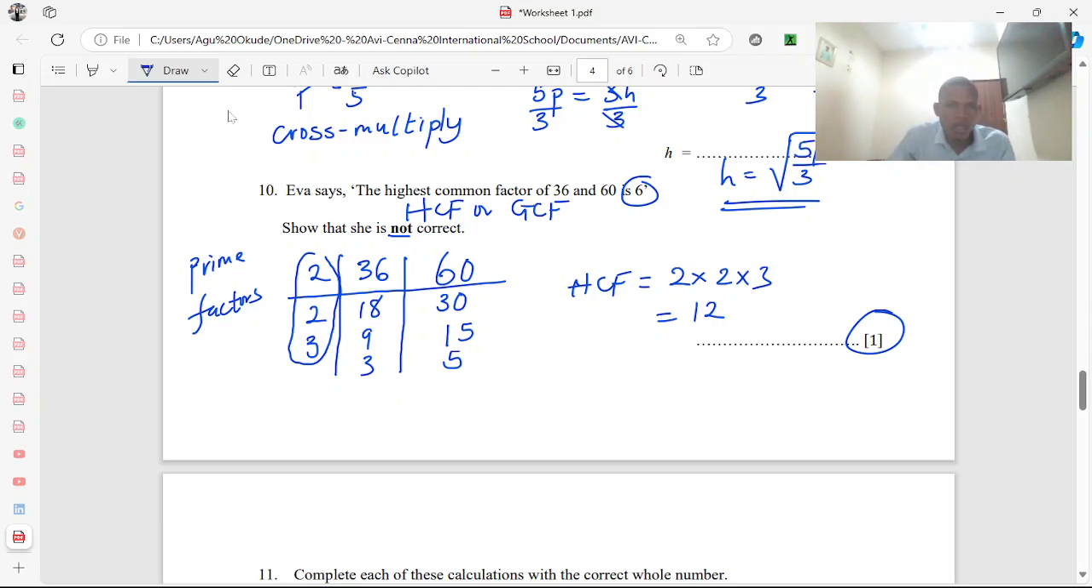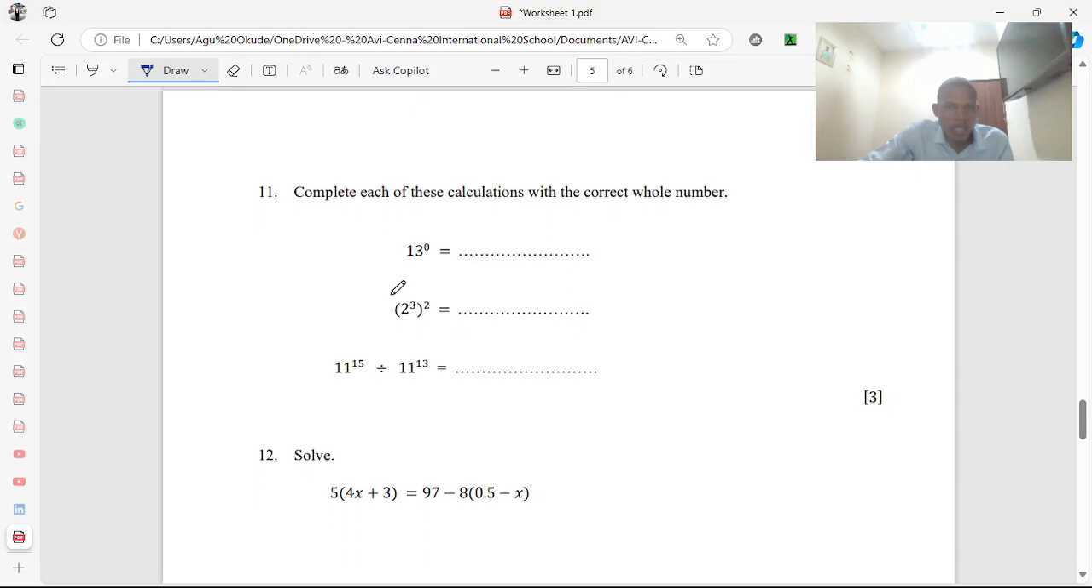All right. Now don't forget, if you are looking for HCF, these numbers here must be prime factors, remember. And the numbers you use here must divide these numbers without remainder. Okay, very important. Now number 11, it says complete each of these calculations with the correct whole numbers.